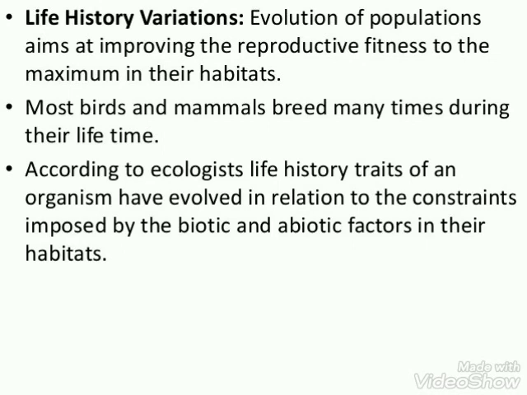Life history variation says that evolution of population aims at improving the reproductive fitness to the maximum in their habitats. This is called Darwinian fitness. Under selection pressures, organisms evolve towards the most efficient reproductive strategy.